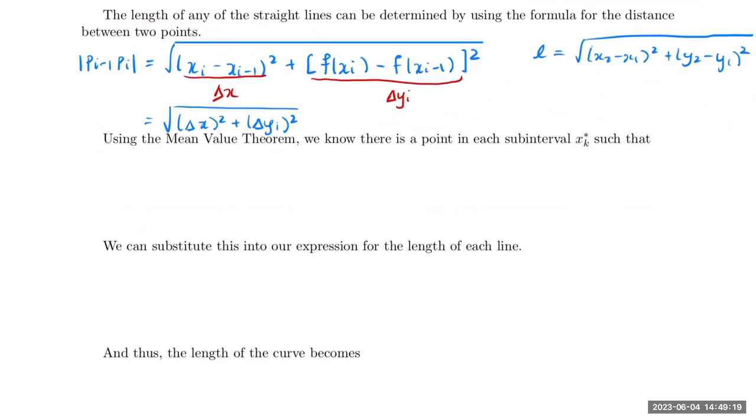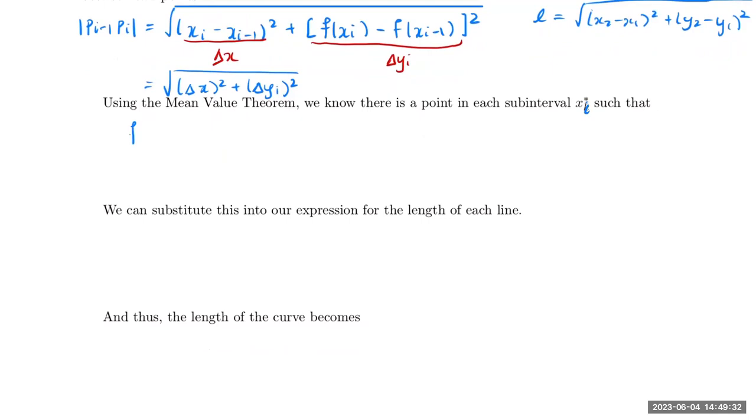So now by using the mean value theorem, we know that there is such a point in each subinterval, let's say x_i star, such that f(x_i) minus f(x_{i-1}) is equal to the derivative of f at x_i star multiplied by x_i minus x_{i-1}. So the mean value theorem actually plays an important role, which is something that we have talked about in the first lesson.